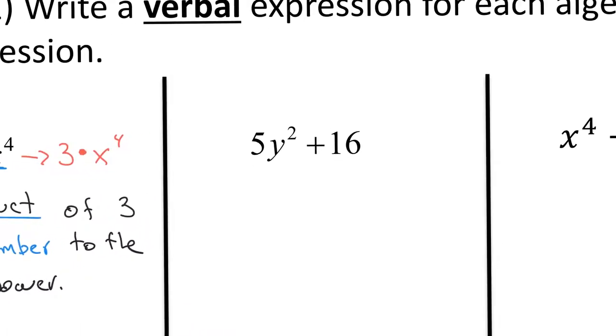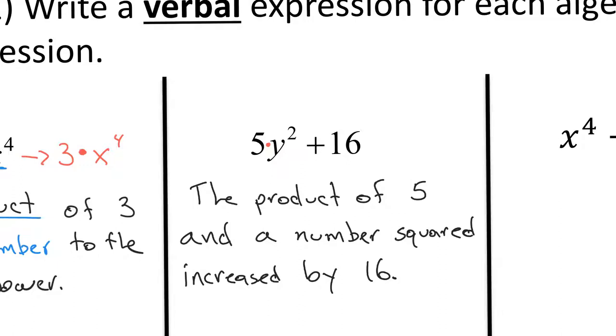Now the next one, we do have 5y squared. So first let's understand the problem. 5y squared plus 16. Here guys, we are multiplying 5 and the y. I'm just going to put a little dot in the middle so you know that we are multiplying those two. So remember, multiplication, 5 times y squared, but we're also adding a different number.